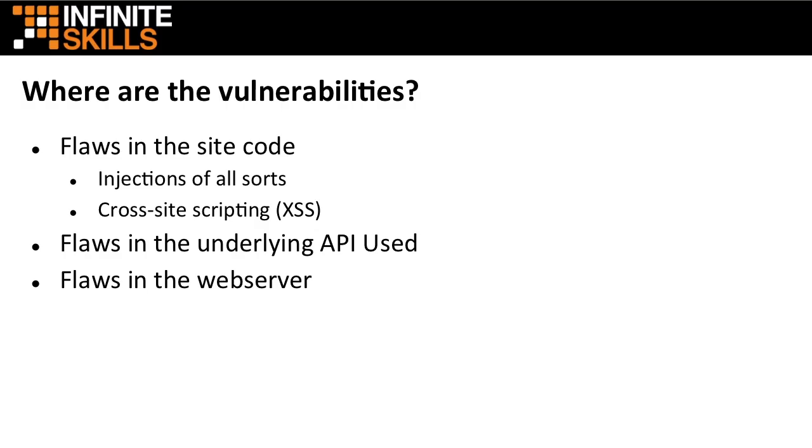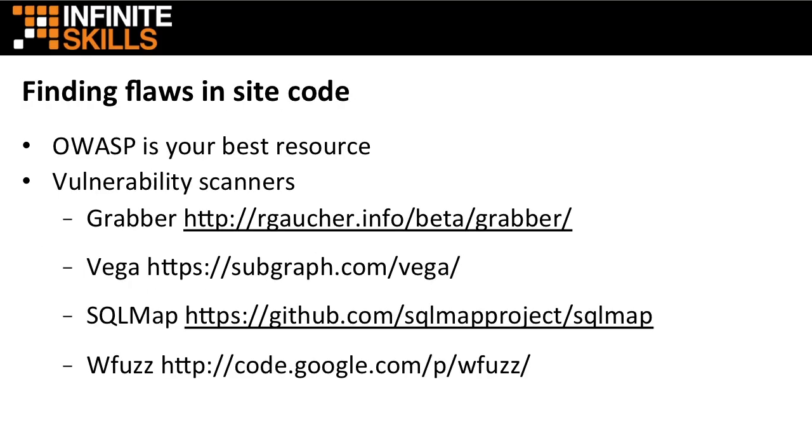So how do you find these flaws? Well, if you want to find the flaws in the site code, OWASP is your friend. If you go to owasp.org, you will find all kinds of great information on what the common web flaws are, how you detect them, and how you prevent them. Just as is the case with other systems, you can use a vulnerability scanner. Here I have a couple listed. SQLMap will look for SQL databases and potential problems. Vega is kind of a general purpose scanner, and WFuzz, as the name implies, is a fuzzer.